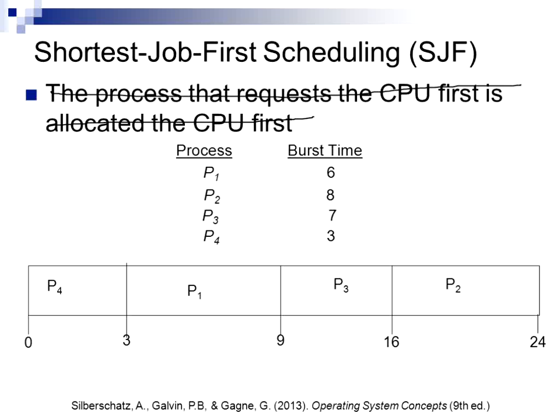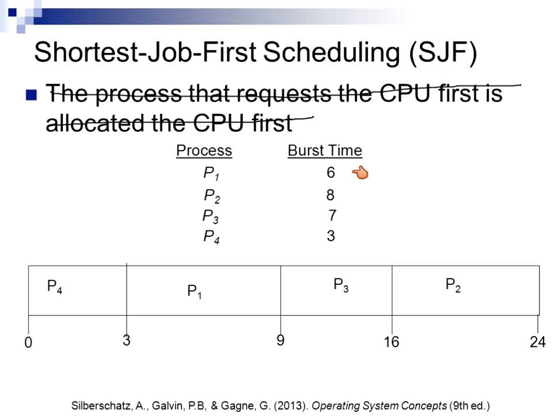Okay, that is wrong. Sorry about that. It's actually with the shortest job first, what you want to do is look at what processes are waiting and choose the one that has the shortest CPU burst.